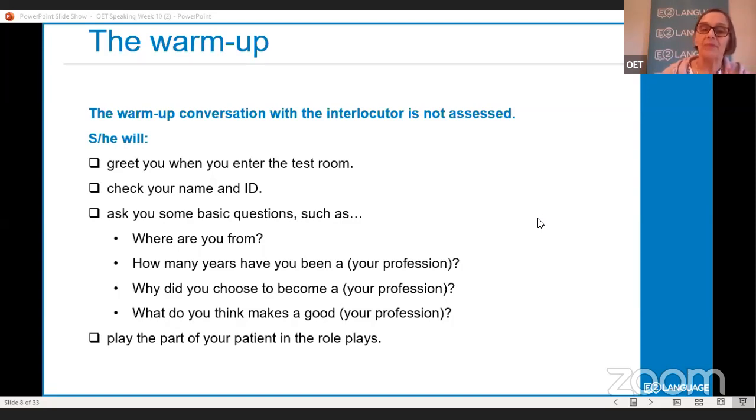And then that interlocutor plays the part of the patient or a relative of a patient. They don't mark you. I know in some other exams, the interlocutor actually marks you. No, everything is recorded and then sent to the assessment team in Melbourne. They're electronically sent today.